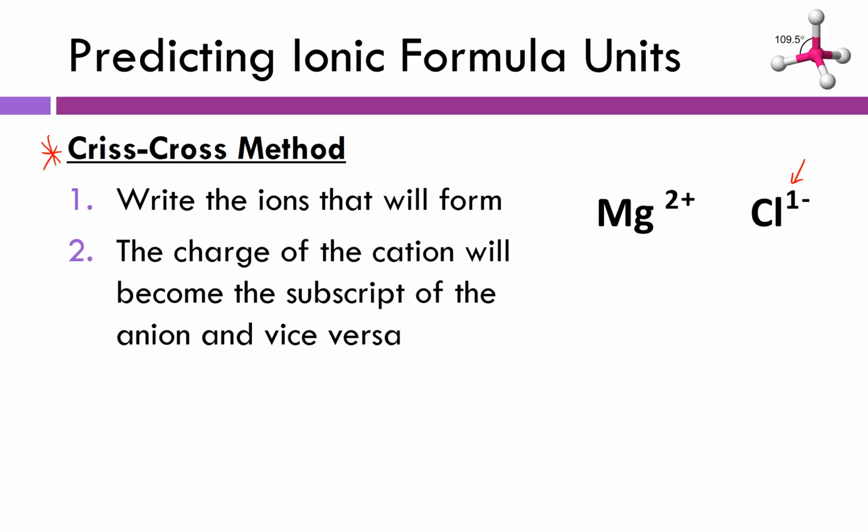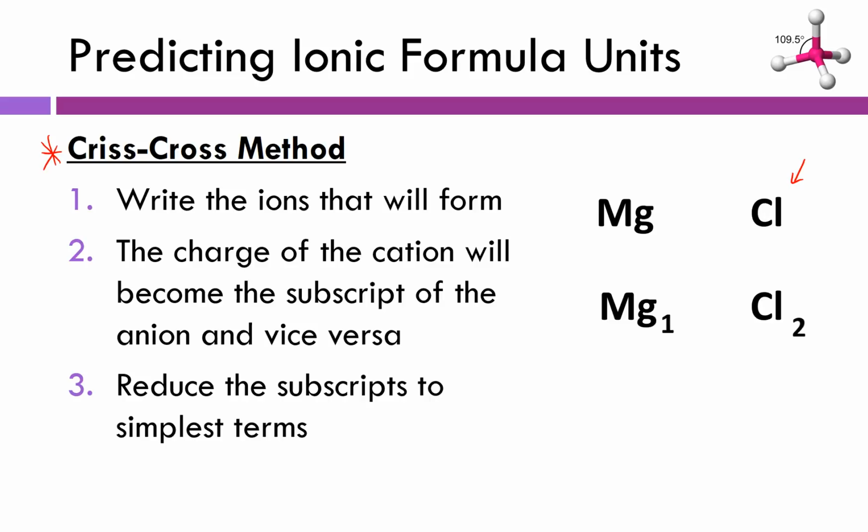Basically what happens here is the charge of the cation will become the subscript of the anion and vice versa. So I'm going to take the 2 from the Mg2+ and turn that into the subscript of chlorine, or the chloride ion. And I'm going to repeat the process with the chloride ion: the charge for the chloride ion, I'm going to make that the subscript of the magnesium ion.